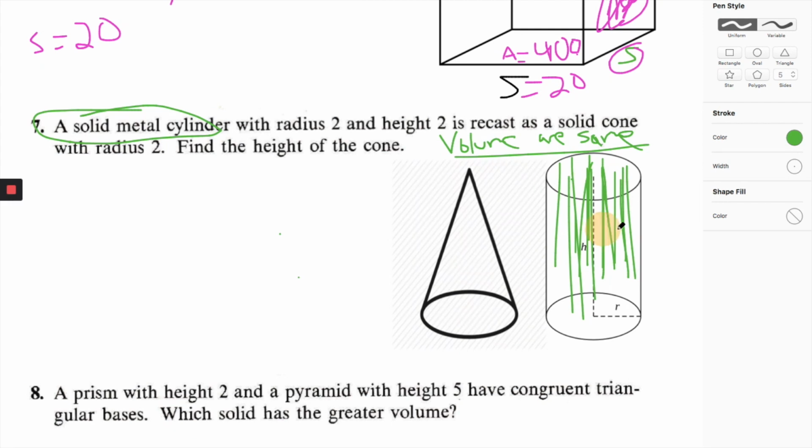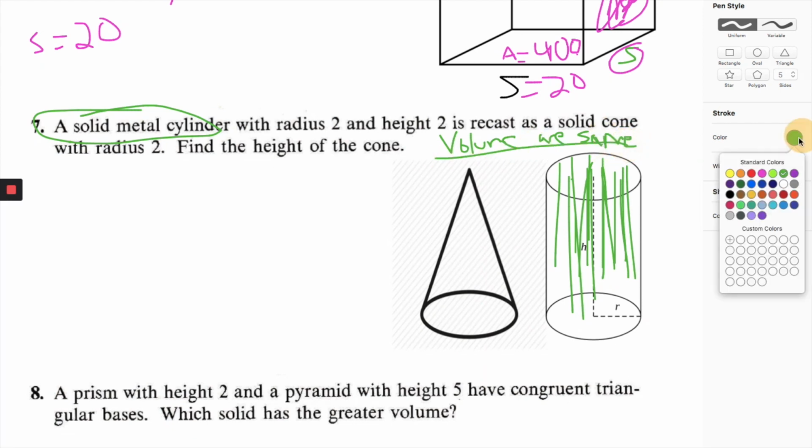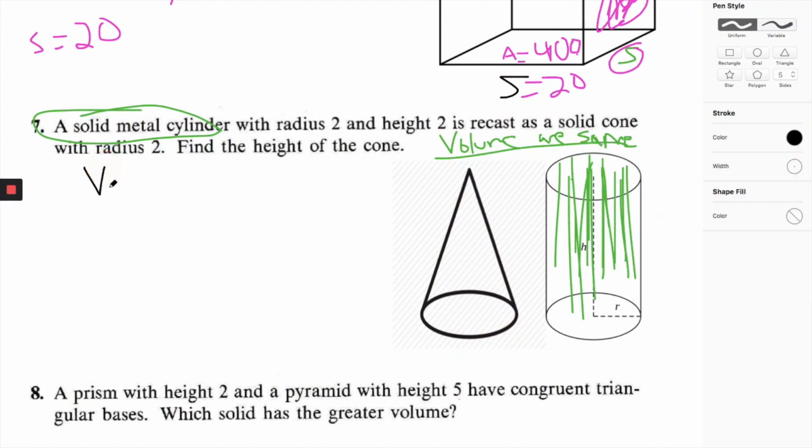So I'm going to erase this right now before we get into this problem here. Oops, looks like I can't erase. But the idea is that volumes are going to have to be the same. It's not letting me erase right now, so I'll just have to continue on with the problem. More frustrating than usual. So anyways, let's just get started with this.